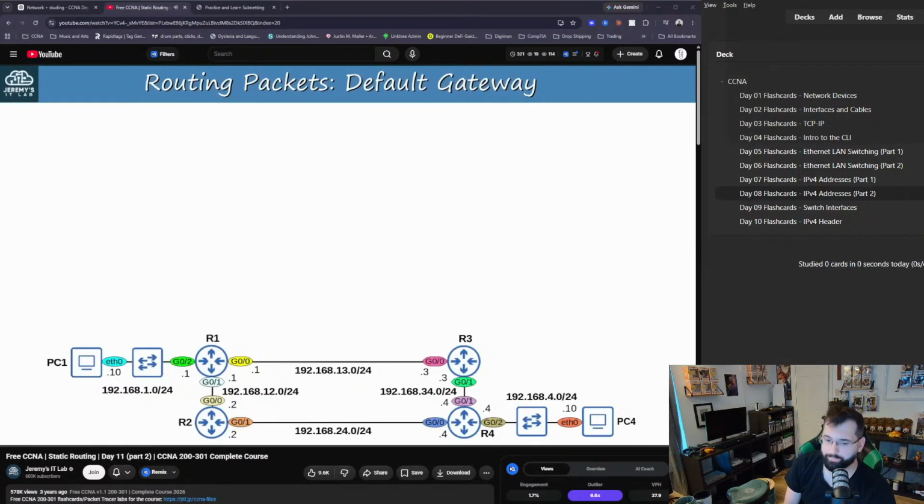Okay. Notice that I've colored the interface labels for each device, and also added interface names for PC1 and PC4.